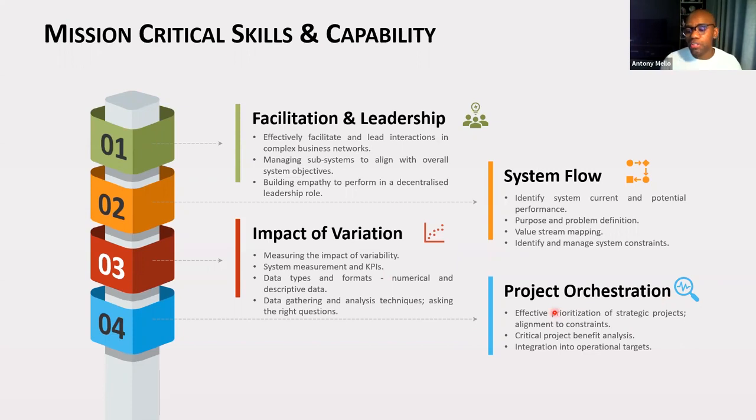Then we speak about project orchestration, which is about how, once you've identified all of these things, we match the key areas we need to be focusing on with the projects we need to be implementing, and integrate those into the higher strategic objectives, making sure there's alignment on those and on the constraint. And how do we do critical project benefit analysis, right? So how do we measure which metric a project is going to move?